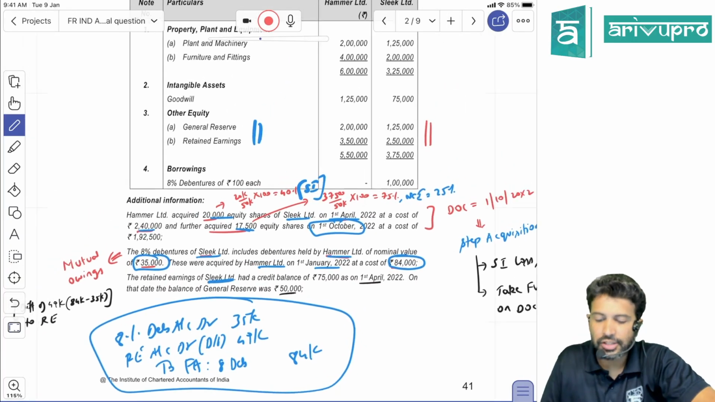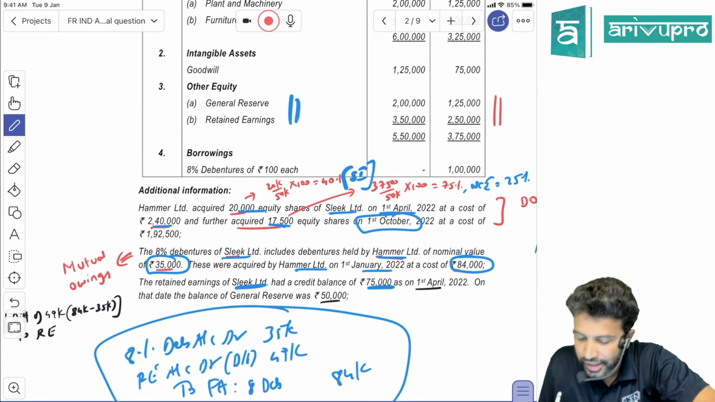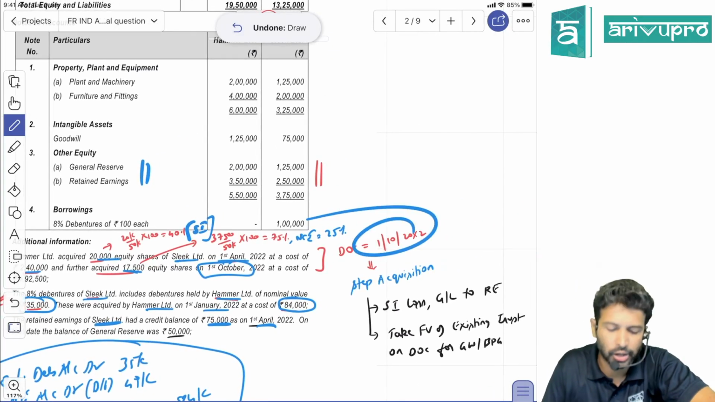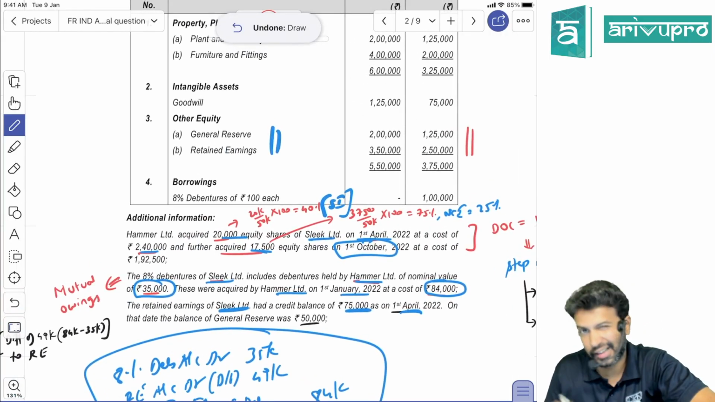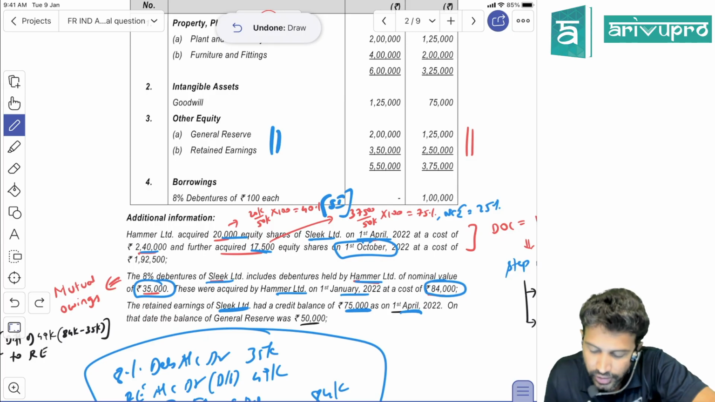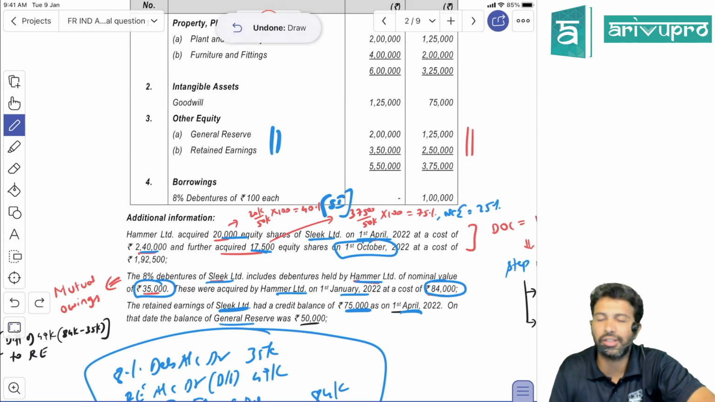The retained earnings balance of Sleek Limited, the subsidiary, had a credit balance of 75,000 on 1st April. So 1st April is not the date of control. Date of control is 1st October. So on 1st April, that is at the year beginning, that balance is 75,000. Okay, this is retained earnings. Similarly, the general reserve opening balance on the same day was 50,000.